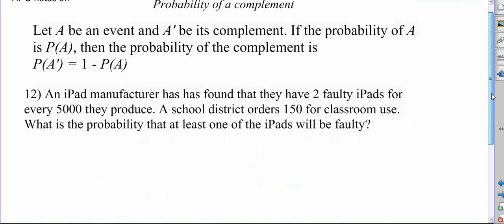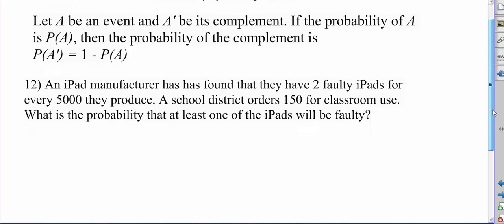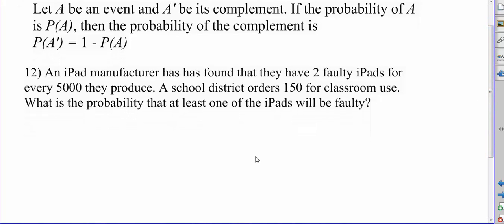Finally, probability of a complement. Sometimes finding probabilities is a little bit challenging using the direct pathway. But if we switch it around and find the probability that the event does not occur, we can work on it in a simpler way. So on number 12, we're going to look at that.